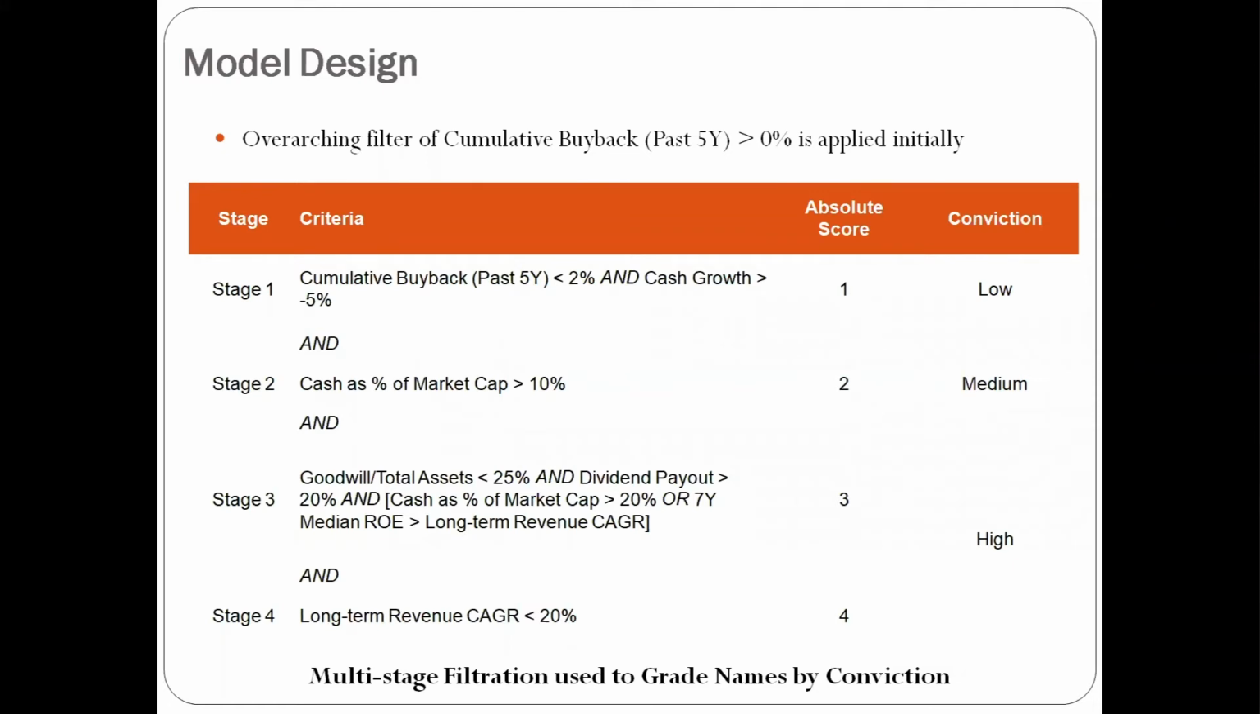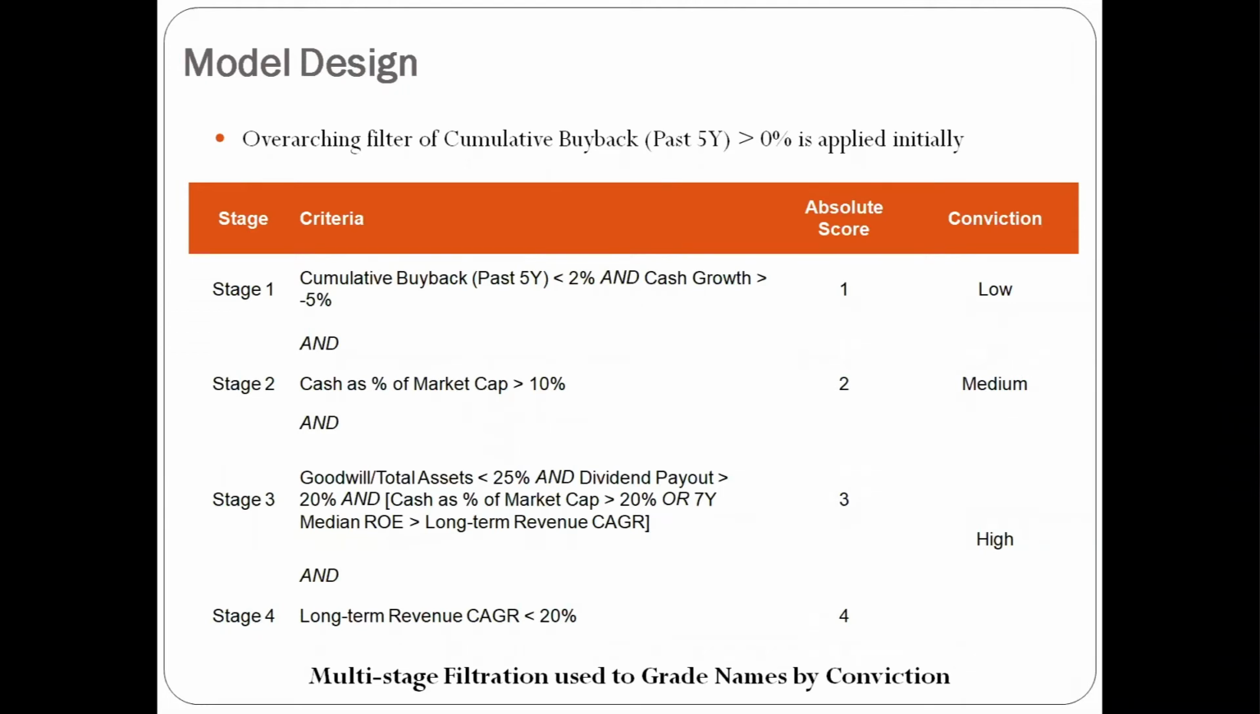And then we have also used some more peculiar parameters like long-term revenue growth below a certain threshold to weed out some very high growth companies. That's basically the philosophy driving the selection of parameters. And then, based on our backtest insights, we have used the thresholds appropriately to come up with this multi-stage filtration model, where initially we start with a combination of a couple of parameters, and then we keep adding more parameters to drive our conviction level.